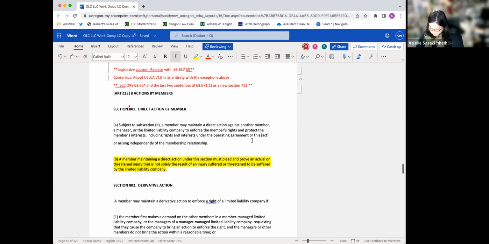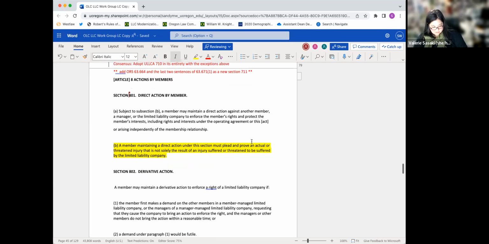Okay, section 8. I have lots and lots of handwritten notes all over this section.